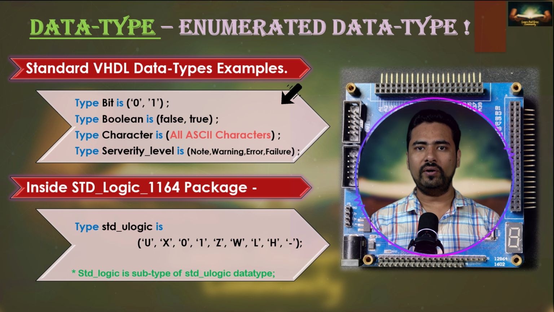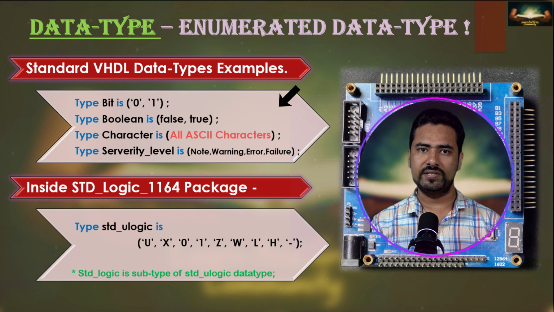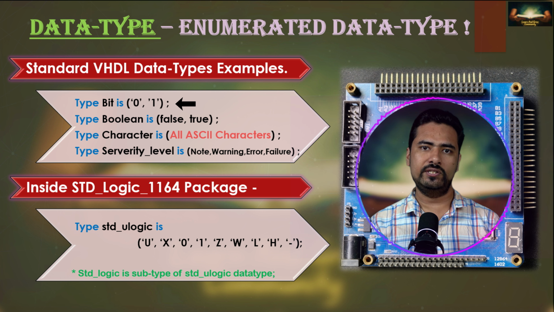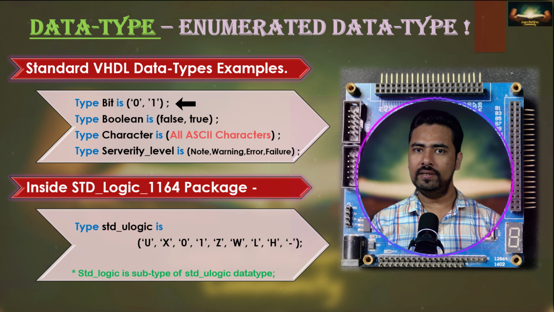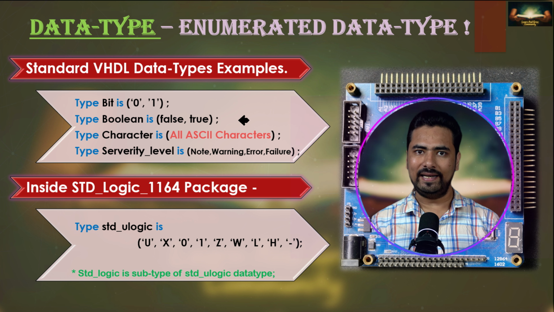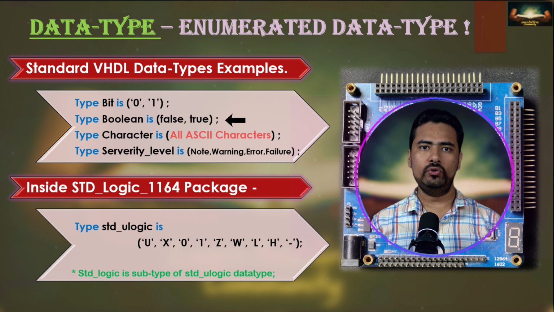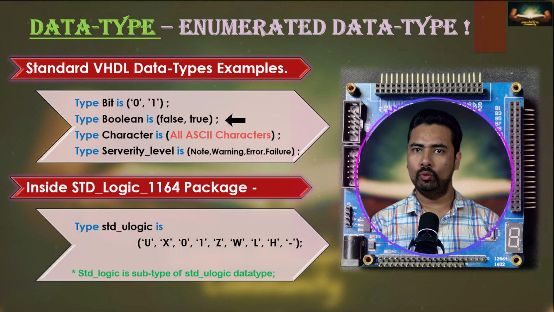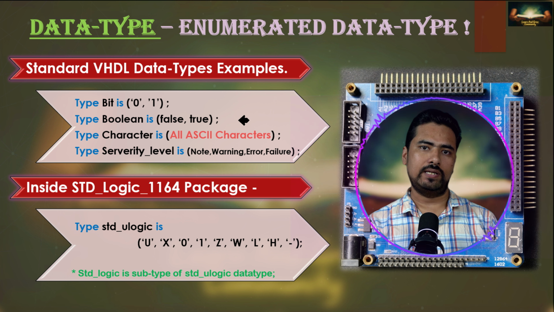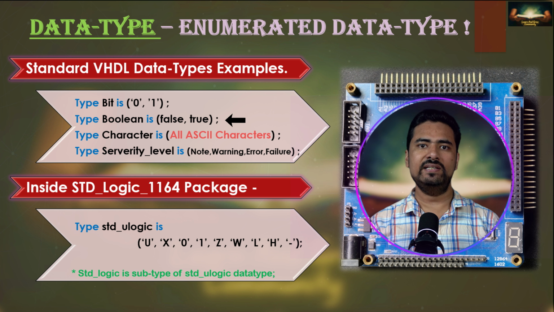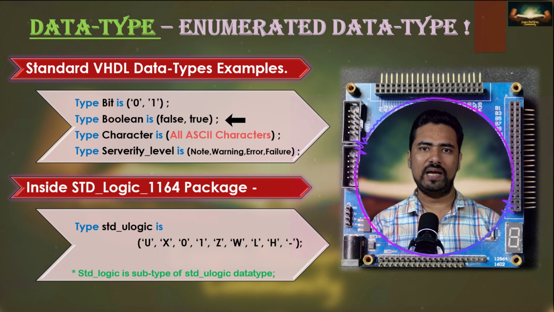So first we are talking about VHDL standard definitions. Okay, so first is bit data type, which has two values 0 and 1. Hence you can see it like type bit is 0, comma 1 semicolon. Second is Boolean. So suppose you wanted to create similar by your own, you can write that type Boolean is false, comma true, semicolon.